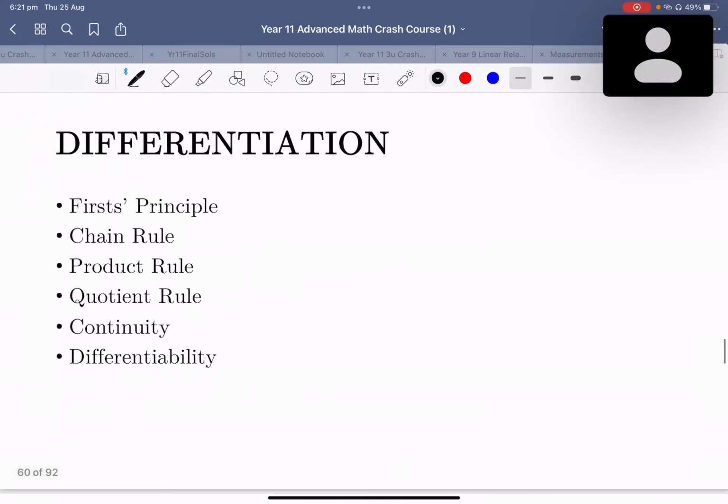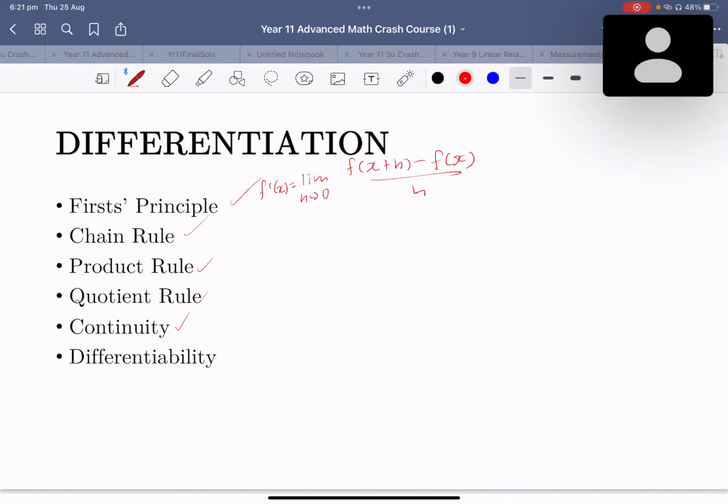With differentiation, there's a few rules that you have to remember in preparation for your prelims. First principles, that's the limit rule. So something along the lines of the derivative of f(x) is equal to the limit as h tends to 0 of f(x+h) minus f(x), on h. The chain rule, obviously when you're differentiating inside a bracket. The product rule, when two variables that you need to differentiate are multiplied together. Quotient rule, similar to the previous one, but divided.